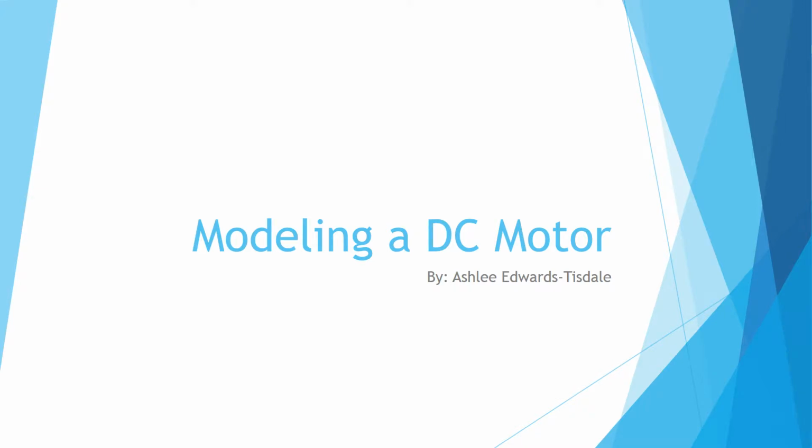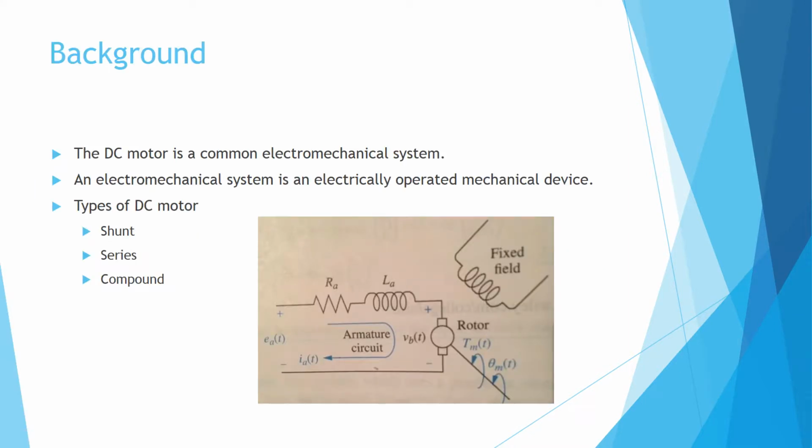Hi, my name is Ashley Tisdale and I will be talking about modeling a DC motor. A DC motor is an electromechanical system, which means it has an electric input and a mechanical output. The figure shows the schematics of a DC motor.